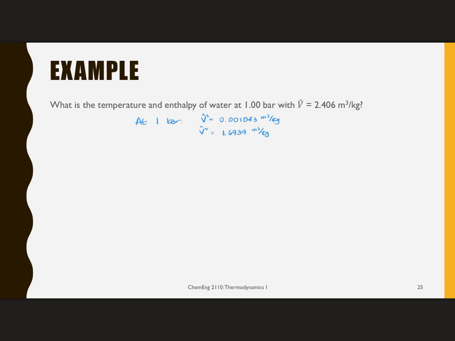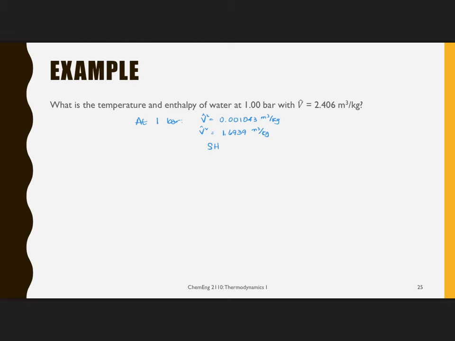At 1 bar, the saturated liquid specific volume is 0.001043 meters cubed per kilogram, and the specific volume of the saturated vapor is 1.6939 meters cubed per kilogram, so this is larger than both of those. So therefore, we know that this is superheated.